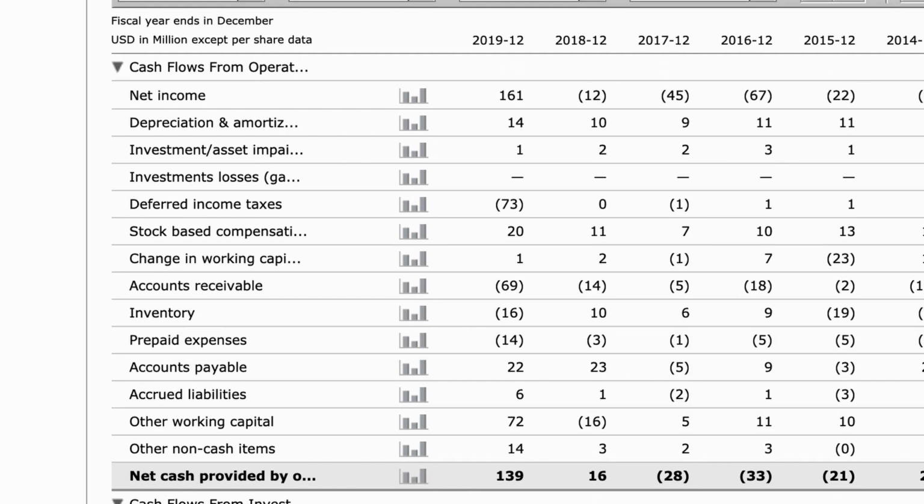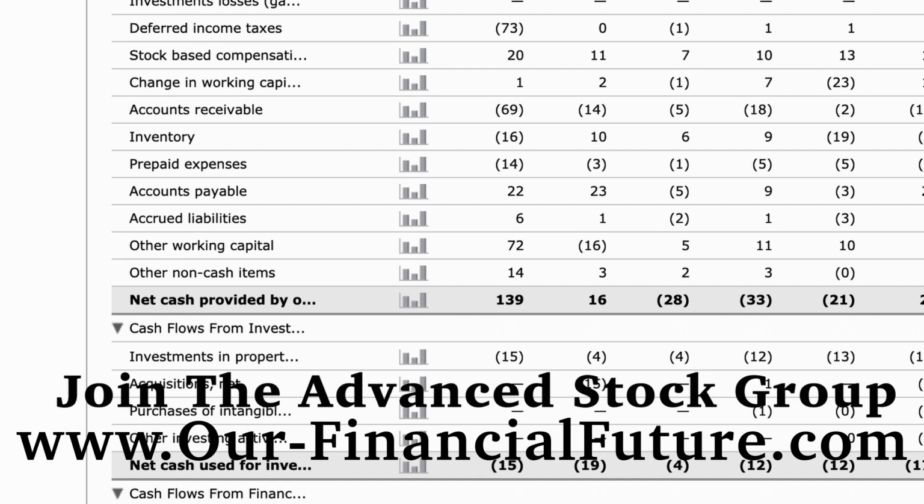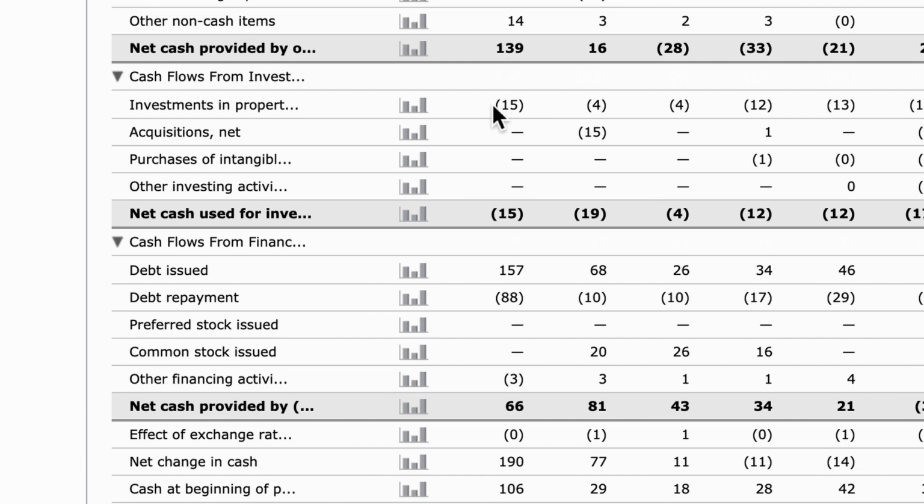Net cash provided by operations is essentially all of those numbers added up, letting us know if cash was flowing in or cash was flowing out. Now down to cash flows from investing activities. This is the second section of the 3 of the cash flow statement. Down to investments in property, plant, and equipment. So there was a $15 million cash flow that went out for land, machinery, and buildings.